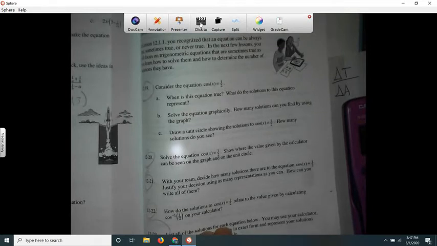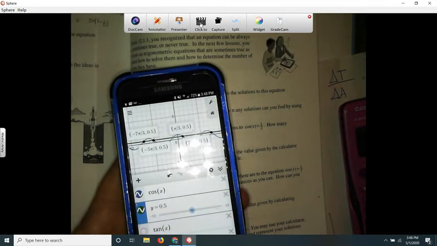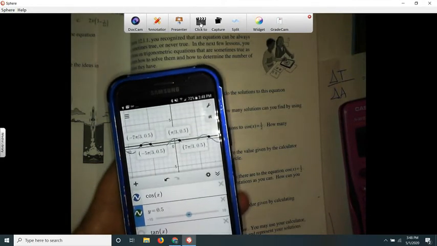All right, so 12-21: with your team, decide how many solutions there are to the equation cosine x equals a half. Justify your decision using as many representations as you can. How can you write all of them? I would hope that if we were together in class, you would all have your Desmos out, looking at that graph I showed you where there's a billion places where cosine is a half. Maybe you'd be looking at some unit circles. You'd be going, oh, it's all over the place, right? But how on earth can you write that?